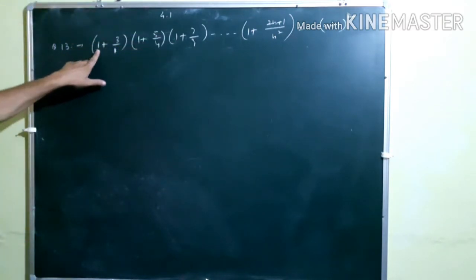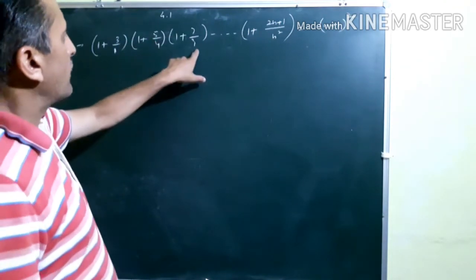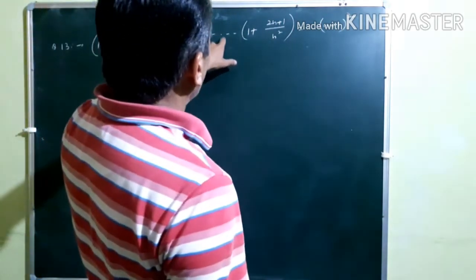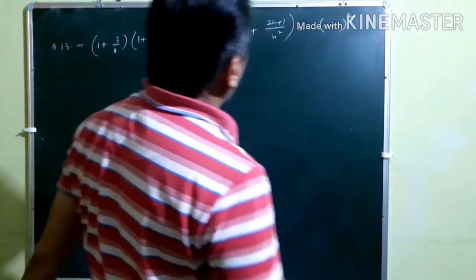In this case he said that (1 plus 3 upon 1) into (1 plus 5 by 4) into (1 plus 7 by 9) and so on, up to (1 plus (2n plus 1) upon n square), is equal to (n plus 1) whole square.